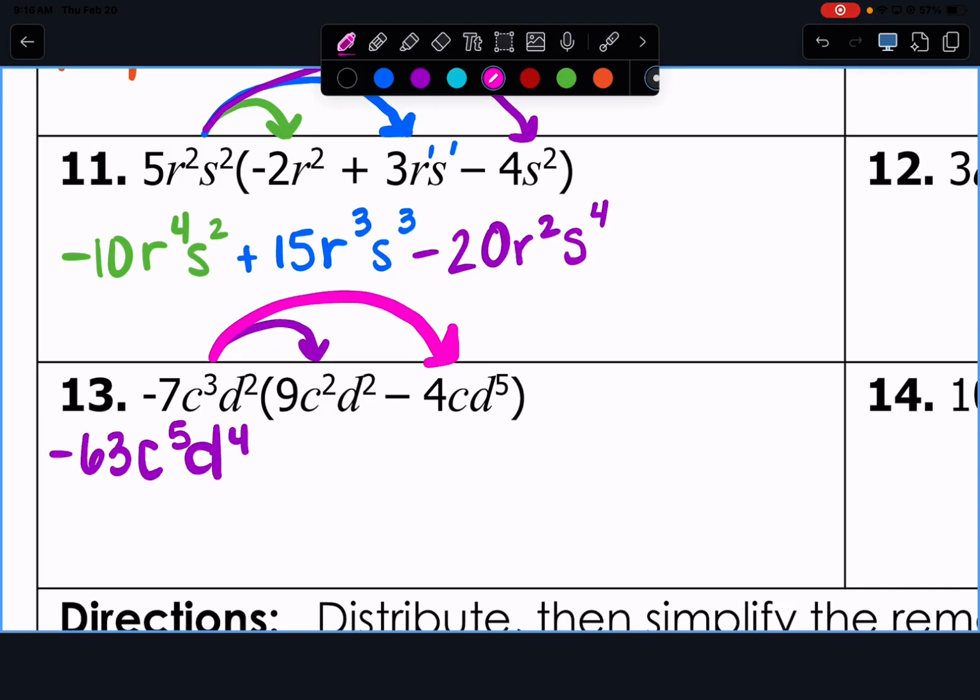All right. Negative 7 times negative 4 is positive 28, because a negative and a negative make a positive. Then we'll have c to the 4, d to the 7th. There we go.